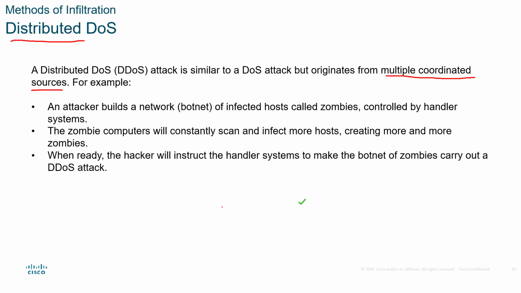So when ready, the attacker will instruct the handler system to make the botnet of zombies carry out a DDoS attack. So that is it. First thing it's going to do is create zombies. How does it create these zombies?